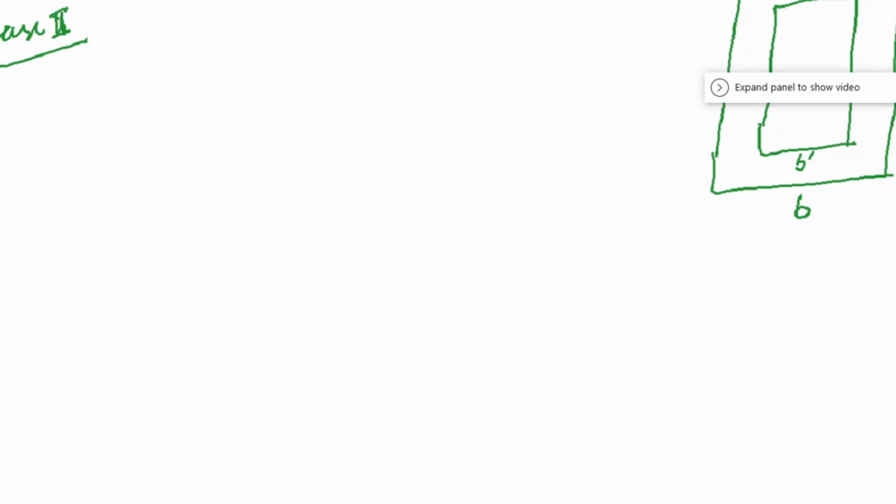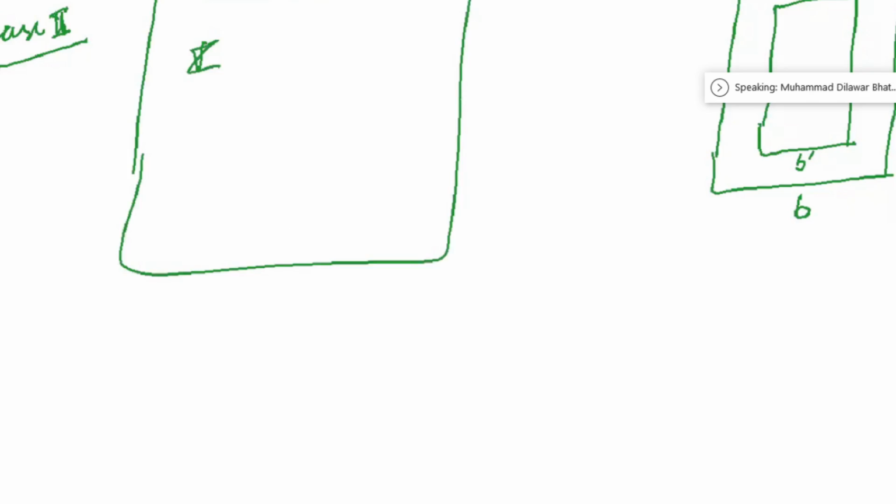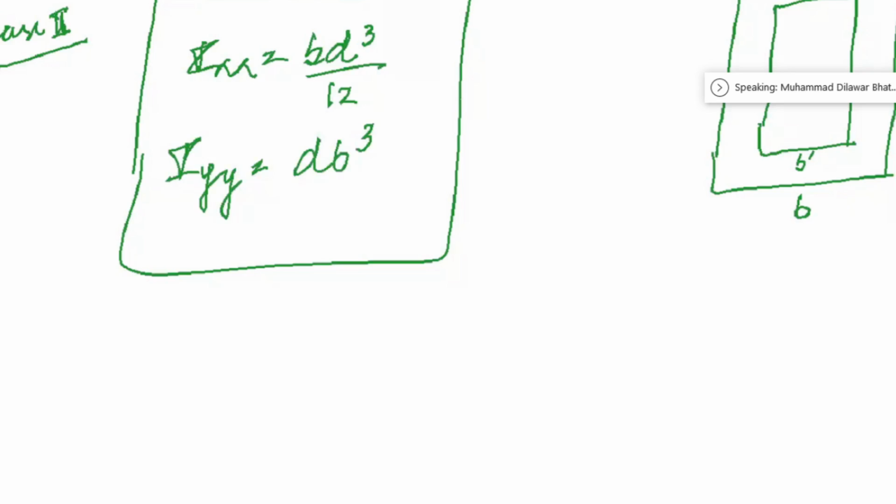All of you listen, in our previous case where the moment of inertia about the x-axis was bd cube by 12, whereas our moment of inertia about the y-axis will be db cube by 12. Please correct it.